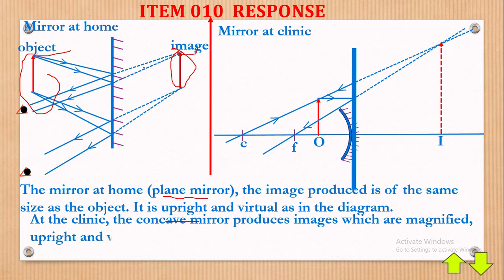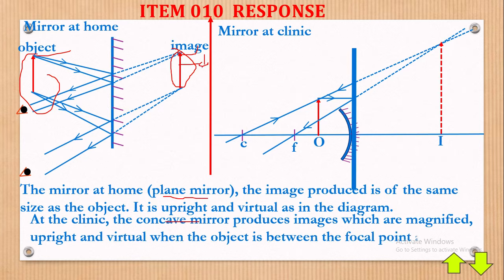The next, it is virtual. Virtual means that whenever an image is formed using dotted lines, it is always a virtual image. In fact, this would have been dotted lines, but I just wanted to make it clear. That's why I left it like that. Virtual as in the diagram. So that's how a plane mirror works. How does a plane mirror work? It forms a virtual, upright, and same size image as the object.